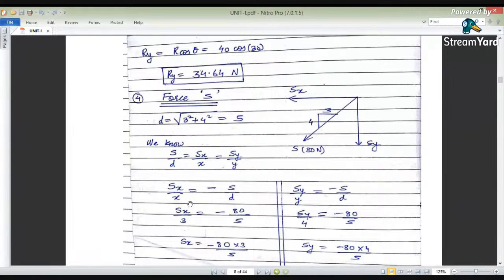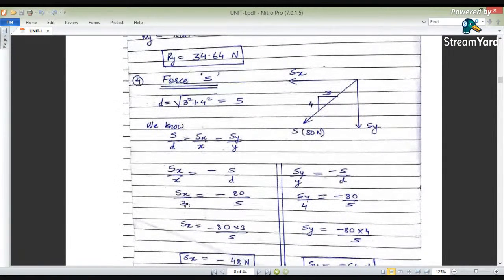Again this Sx upon x is equal to minus S upon d, because the force is moving in the downward direction. If it were moving in the upward direction, we would take it as positive, but here the 80 newtons is acting in the downward direction, therefore minus S upon d. So minus 80 upon what is the distance d? By the hypotenuse rule we have calculated this as 5. So S upon d is nothing but 5.